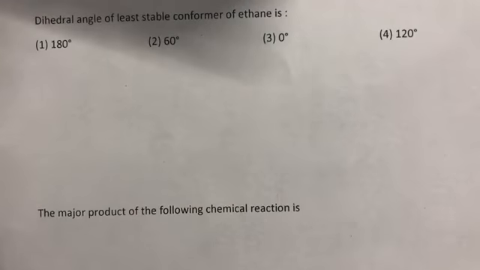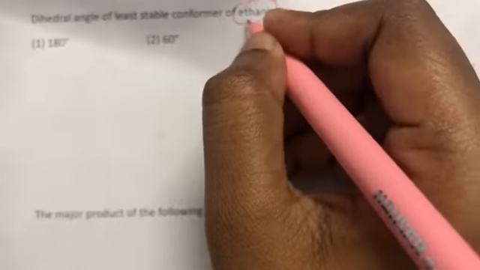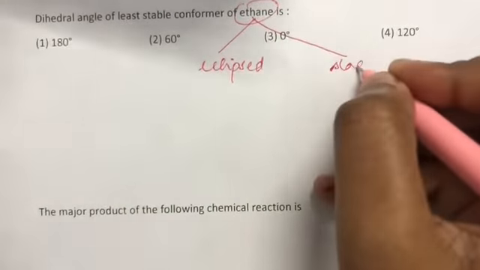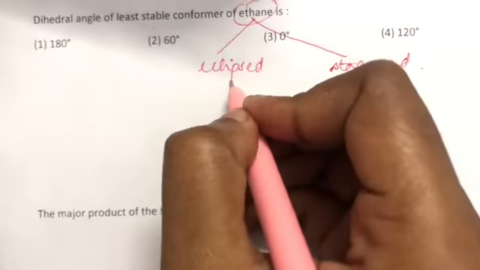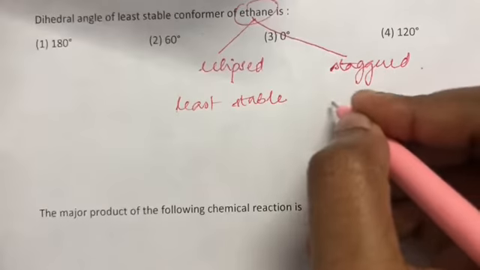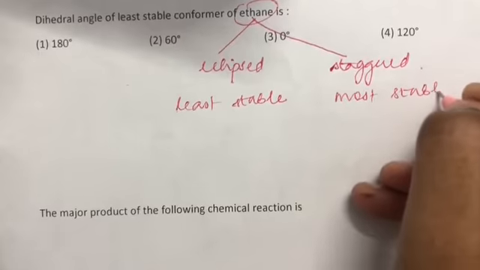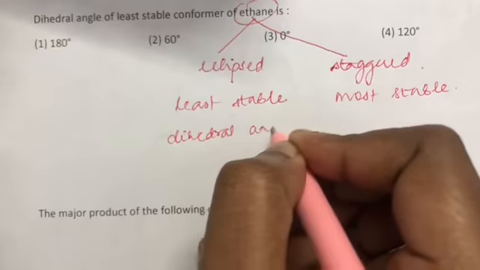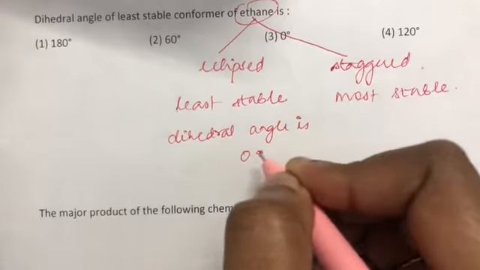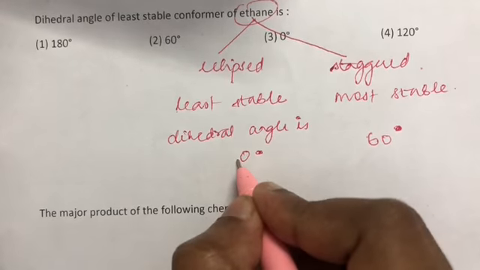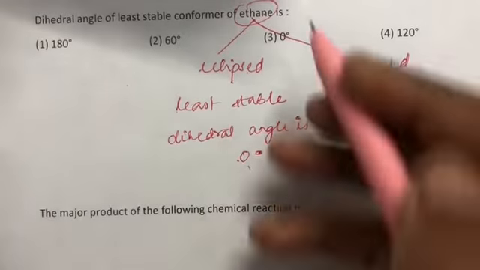Dihedral angle of the least stable conformer of ethane is at what degrees? Basically, ethane has two conformers. One is staggered and the other one is eclipsed conformer. The eclipsed conformer is least stable, whereas the staggered conformer is most stable. Therefore, in the eclipsed conformer, the dihedral angle is 0 degree, whereas here it is 60 degree. Therefore, the dihedral angle of the least stable conformer of ethane is eclipsed and it is 0 degree.